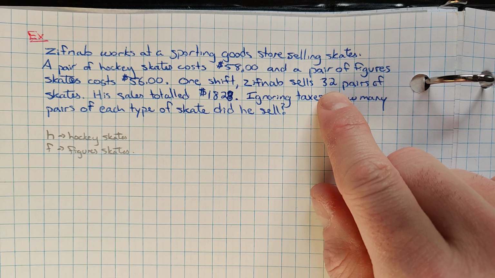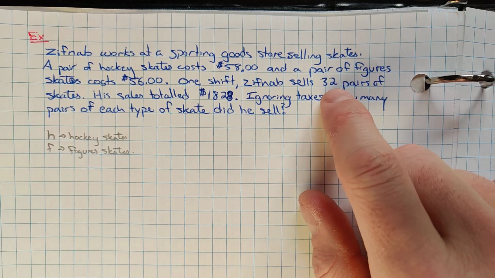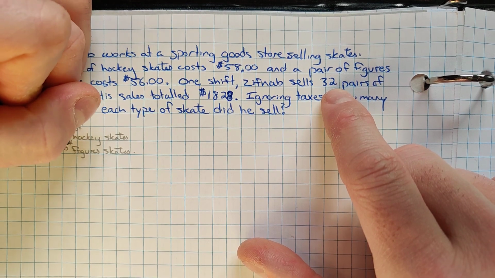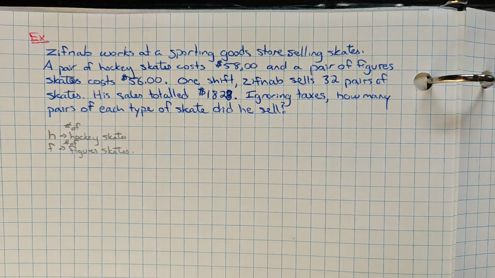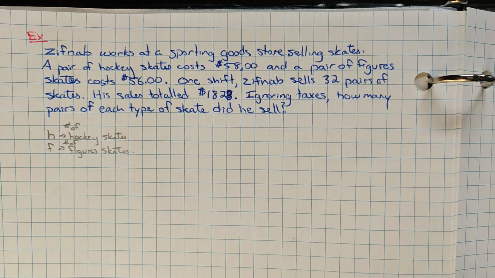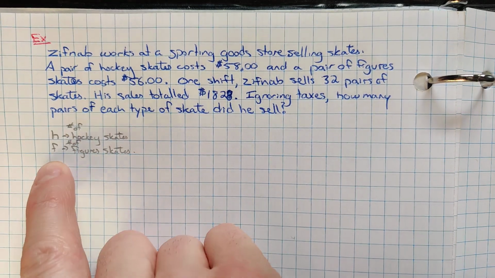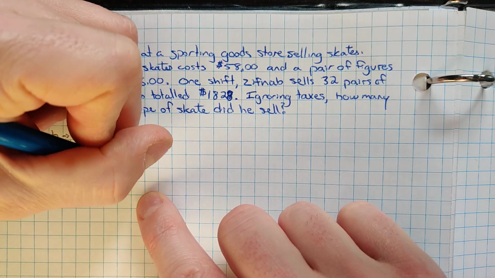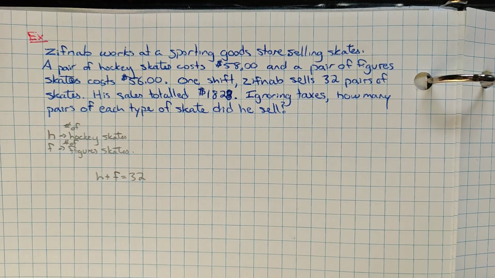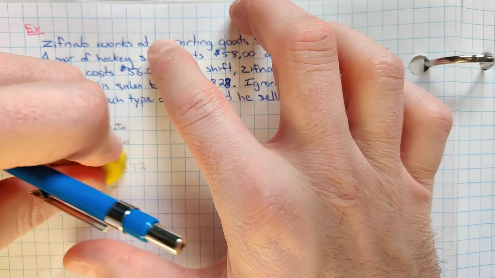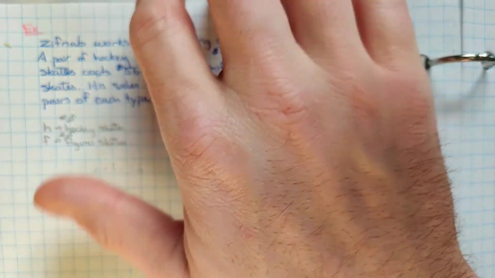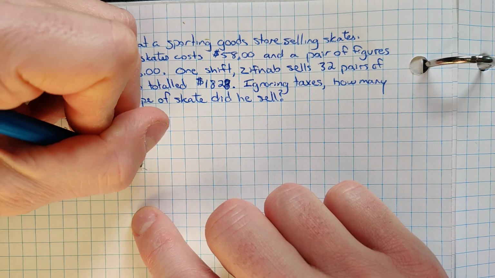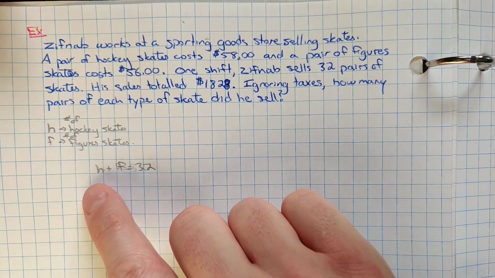The total of H and F would be 32. The number of hockey skates, that should be number of, and number of. So I'm going to state what my variables represent, keep things organized. So the total of these two values should be 32. So H plus F equals 32. So there's one equation. And I'm going to make a little bit of space here just because we know what's coming. We're going to be using elimination. H plus F equals 32. So let's spread that out a little bit.